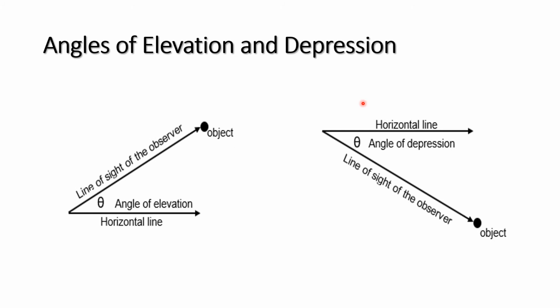So let us now talk about this time the angles of elevation and depression. The term angle of elevation denotes the angle from the horizontal upward to an object. An observer's line of sight would be above the horizontal. The term angle of depression denotes the angle from the horizontal downward to an object. An observer's line of sight would be below the horizontal line.